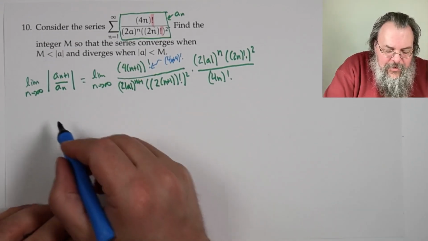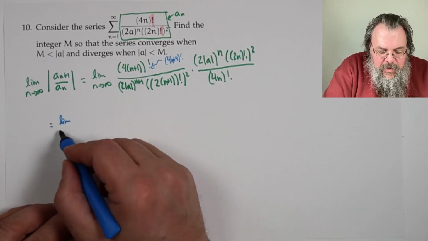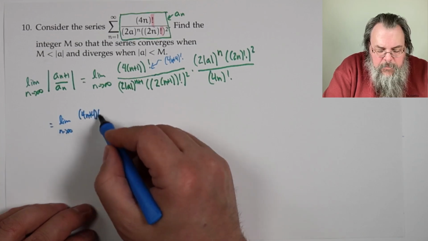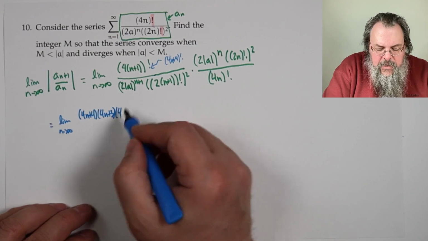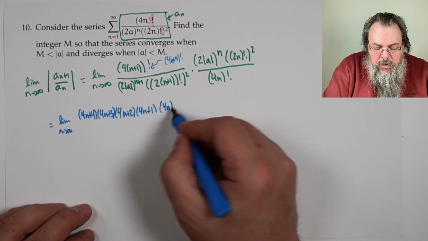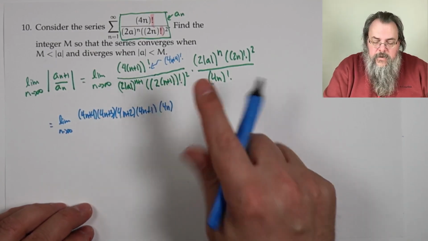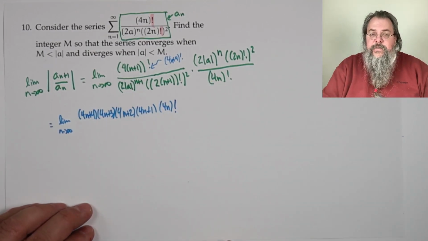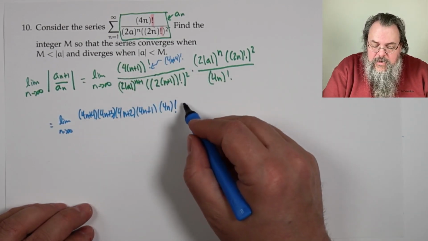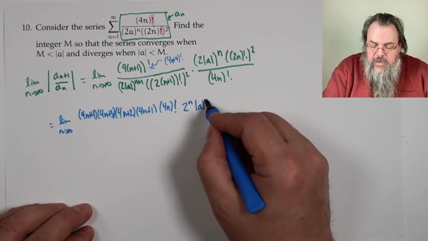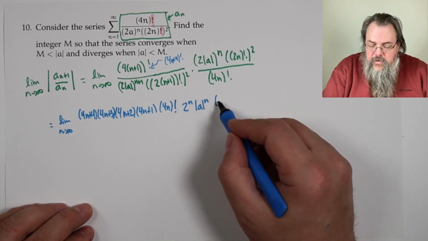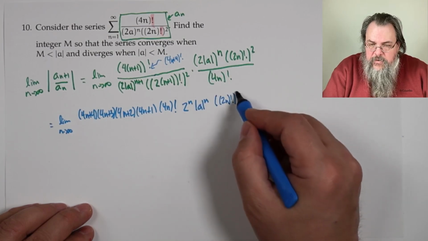All right, so we have a limit as n goes to infinity. Start at the beginning, 4n plus 4. Keep pulling off terms, 4n plus 3. Keep going, 4n plus 2, 4n plus 1. Almost there, 4n factorial. Stop pulling off terms. Everything else goes into the factorial. Okay, so that takes care of that. Here, I'll write this as 2 to the n, absolute value of a to the n. That's that part. And then here, it's our 2n factorial squared.